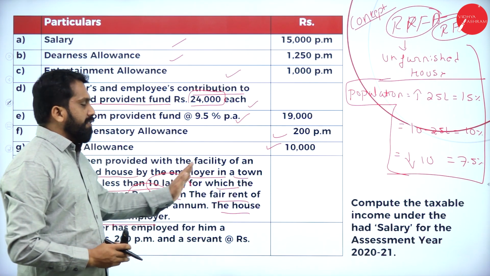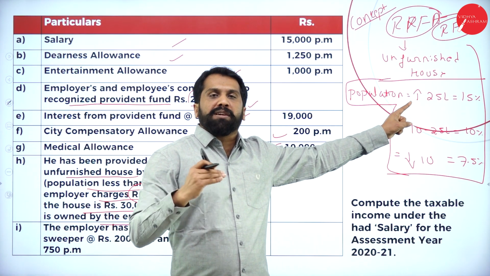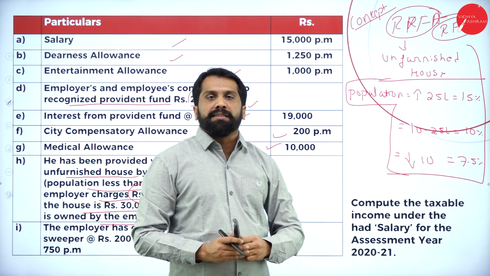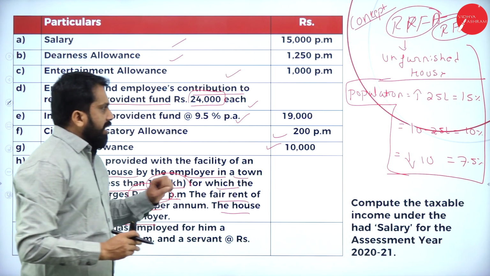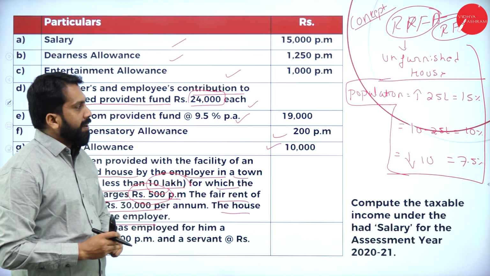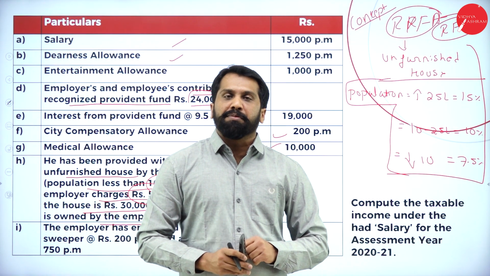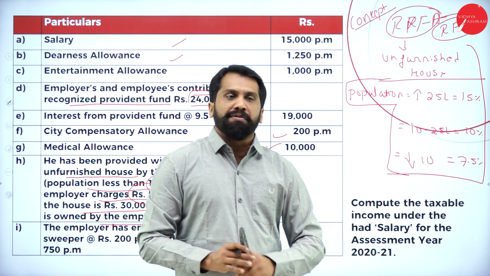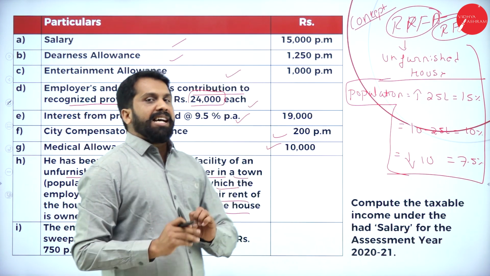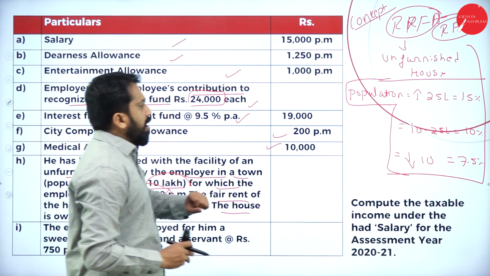In case of any unfurnished house given to you, the calculation is very simple. If the population is above 25 lakh, then you have to pay 15% of your salary as rent-free accommodation taxable income. If the locality population, that is that particular city's population, is less than 25 and above 10 lakh, you are supposed to pay 10%. If the population is less than 10 lakh, then you are supposed to pay 7.5% on your salary. Clear? Yes. As per this question, what is the population? Population is less than 10 lakh, so how much percentage should you take?